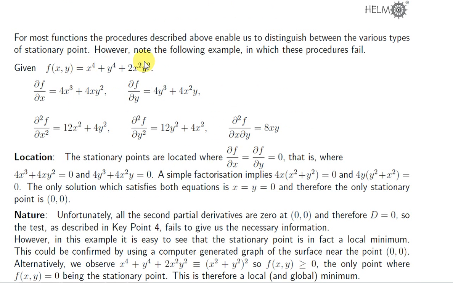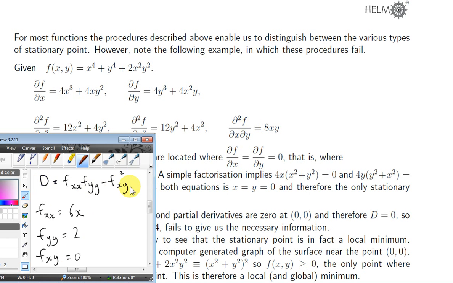Here is an example of a function for which the second derivative test fails. By taking the first derivatives df/dx and df/dy, setting both of them equal to 0 and solving, you will find that there is only one stationary point, the point (0, 0). If you calculate the second derivatives at the point (0, 0), you will get 0 for all of them.